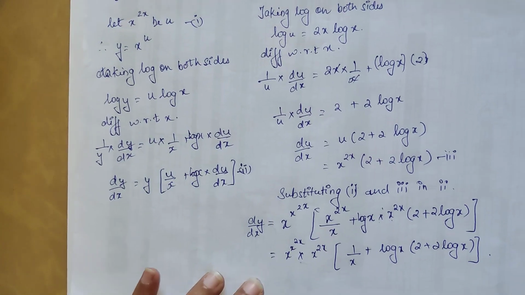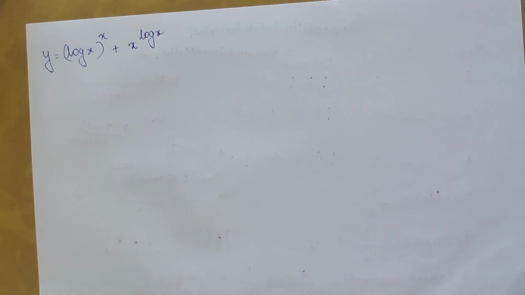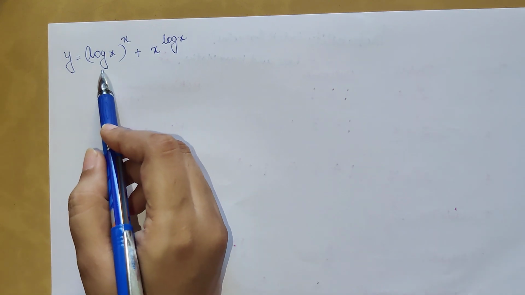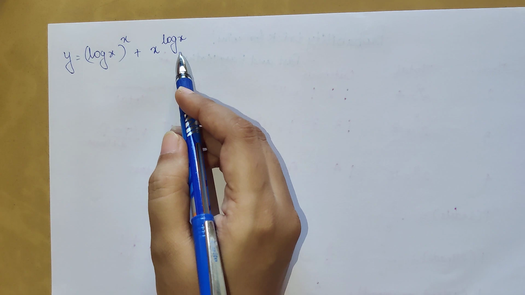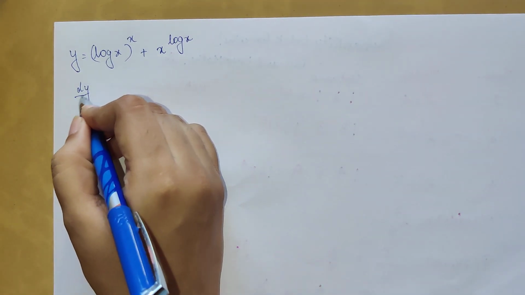Okay, so you all saw how easy this sum actually became just by using logs. Now I will show you the third scenario in which you will have to use your logs. So let's begin. Now look at this sum where we have y is equal to (log x) raised to x plus x raised to log x, and we need to find dy by dx.